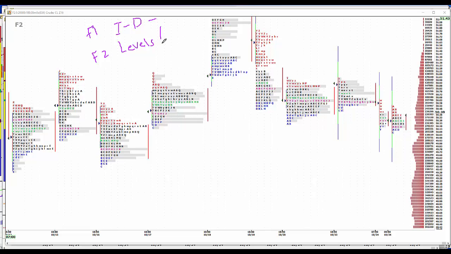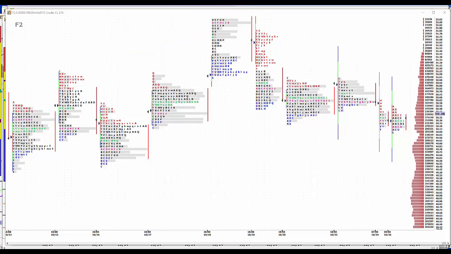And I confirm the F1 screen. And if they're both in agreement, and they were, then I've got a chance for a stronger trade. And then, once all that is put in, we go to our F4 screen to execute.